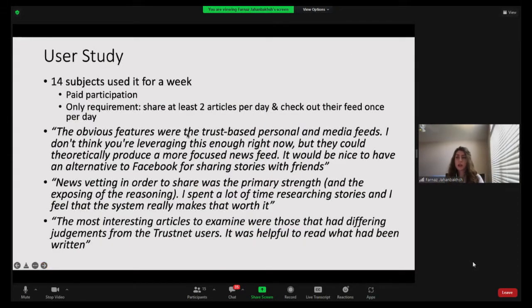Okay. We wanted to see how users would interact with the system and the affordances that were offered via the system. So we ran a user study with 14 participants over the course of the week. And these participants joined the study with at least one person from their social circle, friend, family, or colleague.